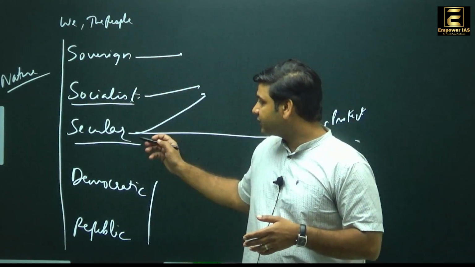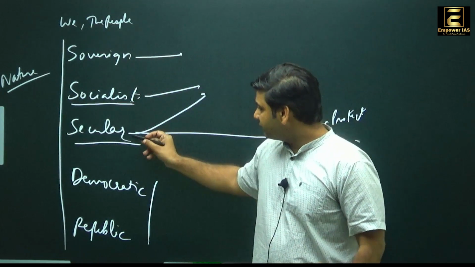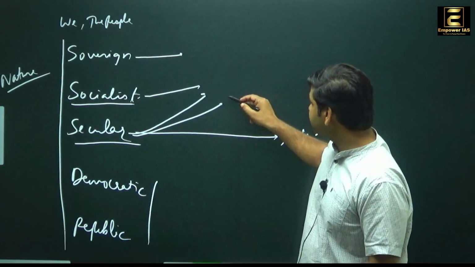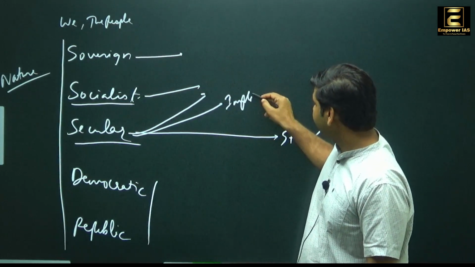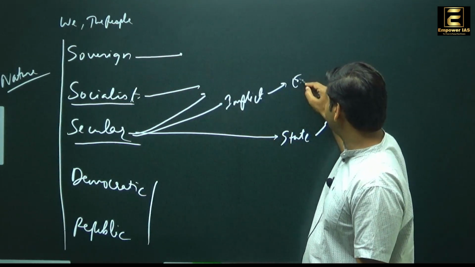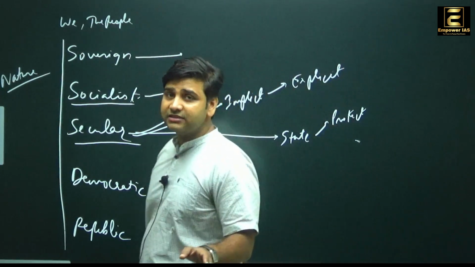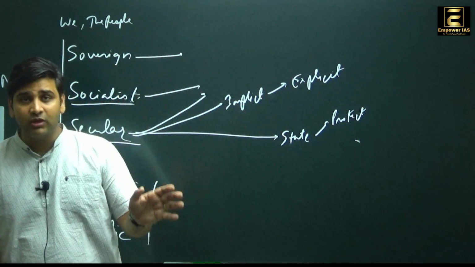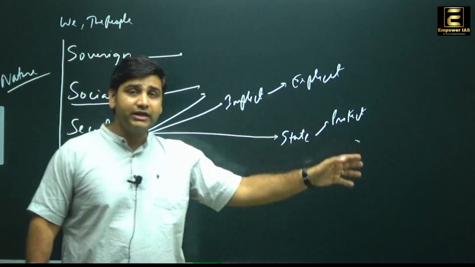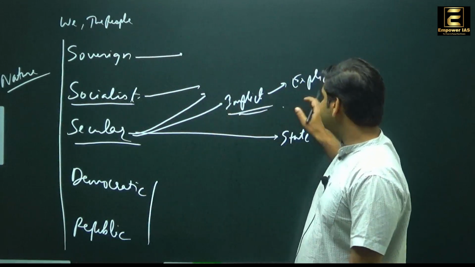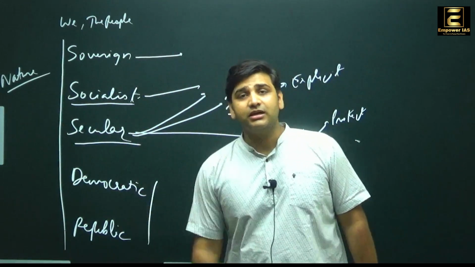The word secular, when it was inserted in 1976, made the implicit issue an explicit issue. That simply means before 1976 India wasn't secular. No. India was secular even before 1976, but to make the implicit issue explicit, this word was inserted in the preamble of the country.